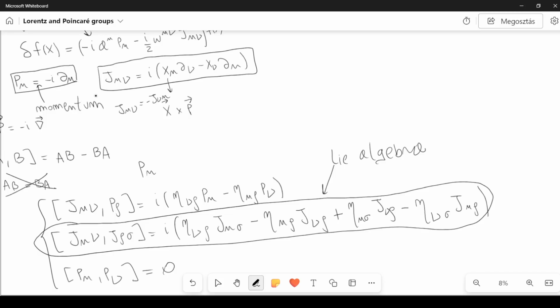But angular momentum cannot be written like this all the time. In particular, intrinsic angular momentum cannot be written like that. And the reason is this: it is possible to find an operator J such that it satisfies this Lie algebra, but it does not satisfy that relation.